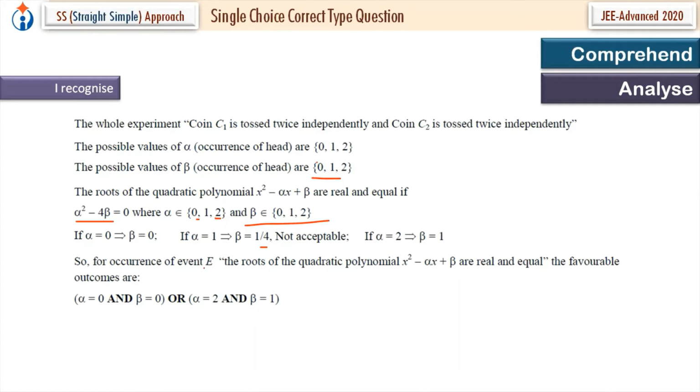So for occurrence of event E, the roots of the quadratic polynomial being real and equal, the favorable outcomes are alpha equal to 0 and beta equal to 0, or alpha equal to 2 and beta equal to 1. So either this or this.